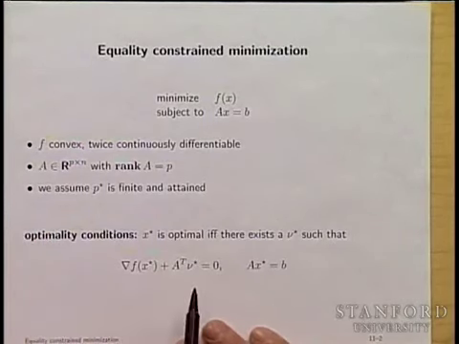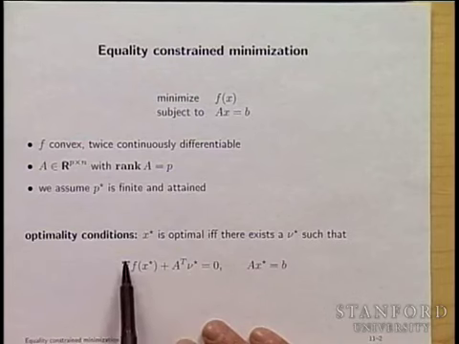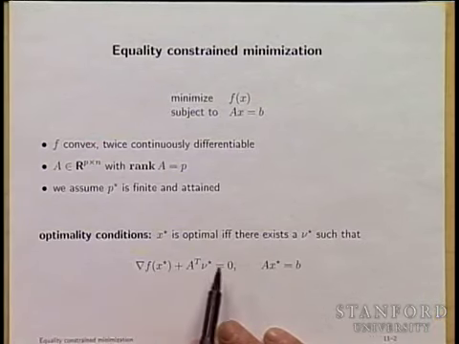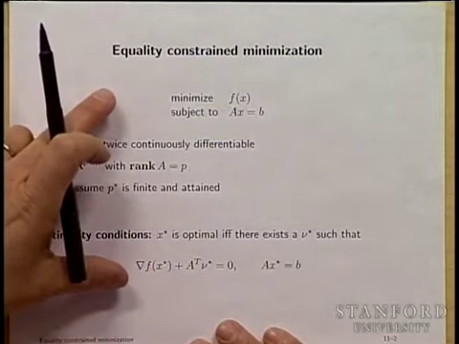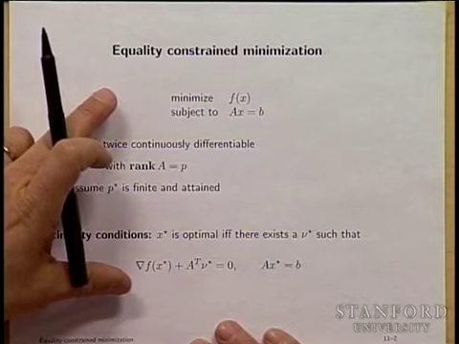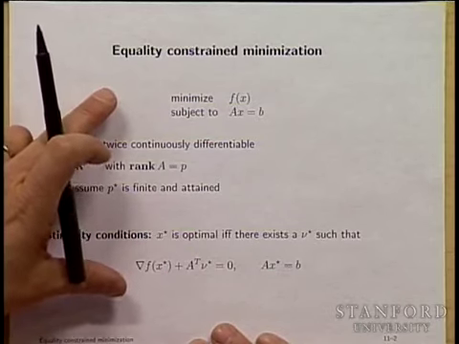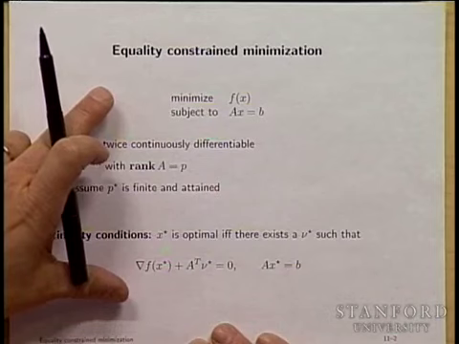Now, the optimality conditions here are simple. It's if and only if there exists a nu such that the gradient plus A transpose nu equals 0. So that's the classic Lagrange multiplier rule. However, in this case, it's if and only if, right? There's no constraint qualifications of any kind here. Don't even have to apologize. These are the necessary conditions.